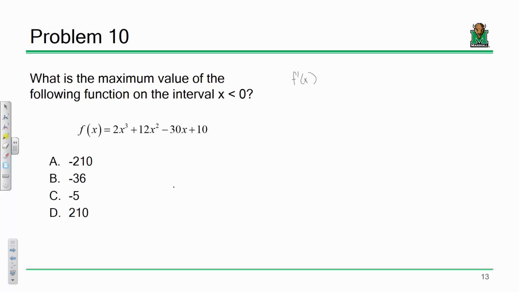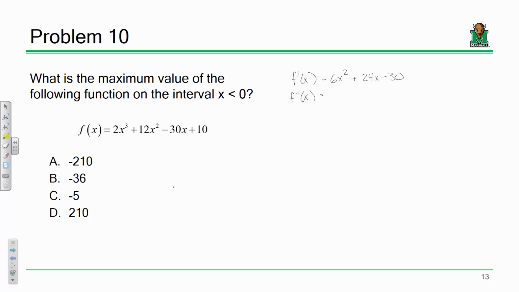So what is the first derivative? 6x squared plus 24x. Okay? And then we're also going to take the second derivative. Now, why are we taking the second derivative? Okay? Well, what will the first derivative give us? The first derivative will give us extrema values, right?